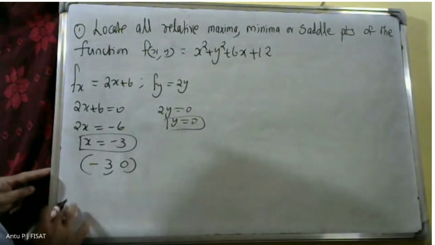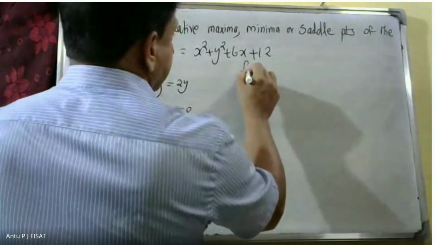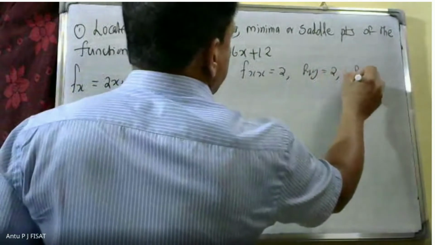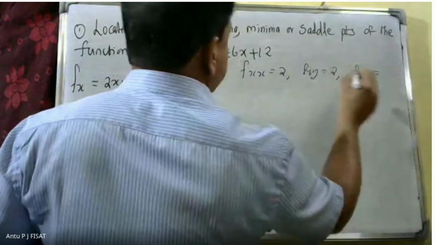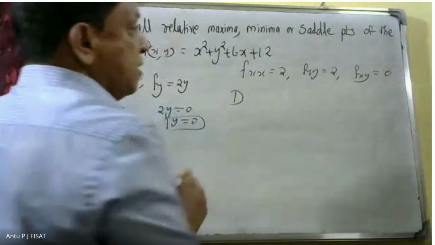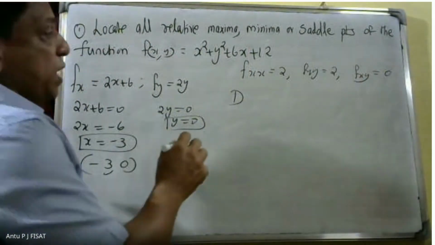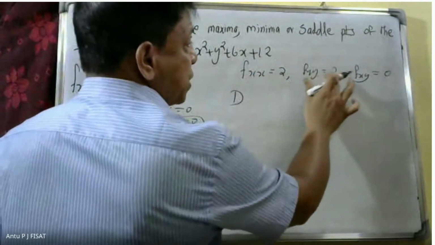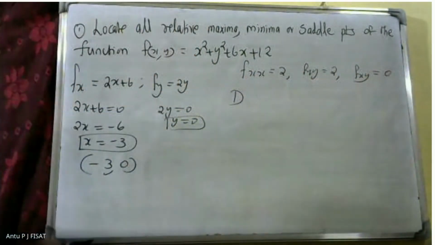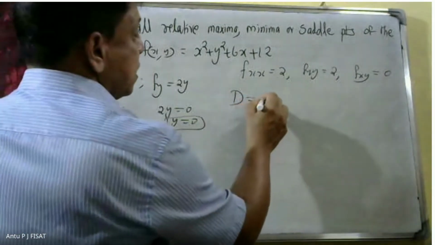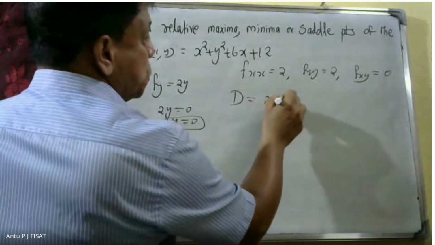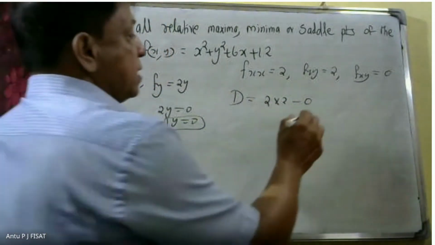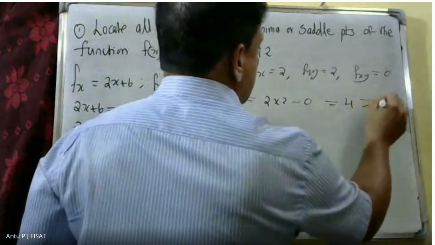Then calculate fxx, fyy and fxy. Fxy is equal to 0. Then calculate the value of d. Here all are constant functions. Fxx is a constant function, fyy is a constant function, fxy is equal to 0. Calculate the value of d, that is 2 into 2 minus 0, that is 4, greater than 0.